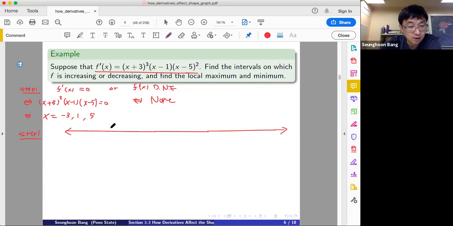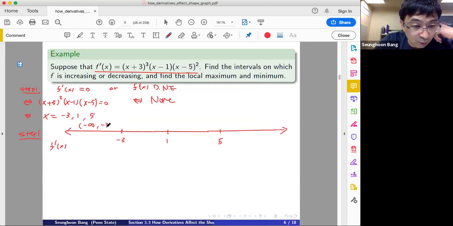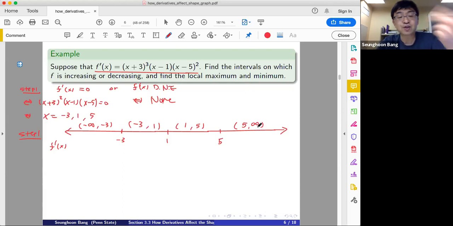You can plot the point negative 3, 1, 5. You can check whether f prime of x is positive or negative. We have these intervals: the first interval is negative infinity to negative 3, the second interval is negative 3 to 1, the third interval is 1 to 5, and then 5 to infinity. So how can you check whether f prime of x is positive or negative on the left interval?